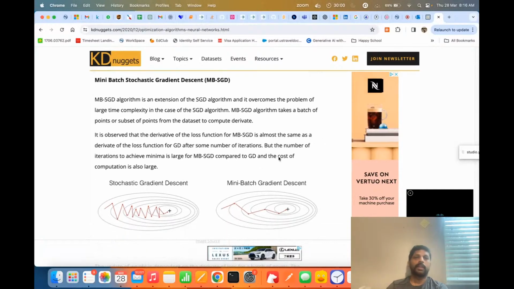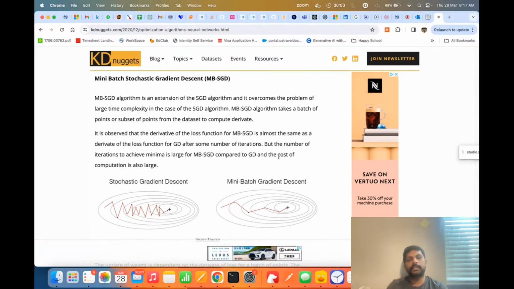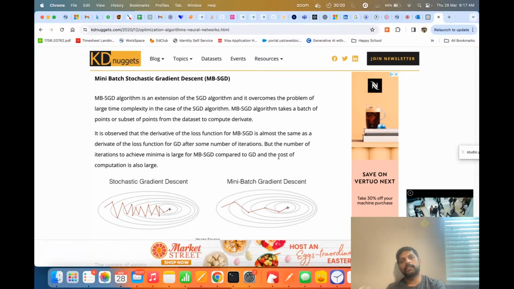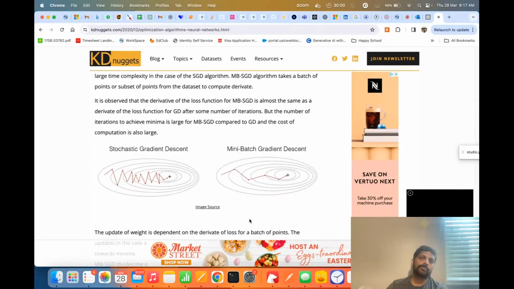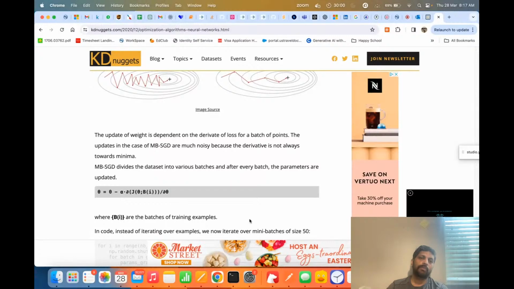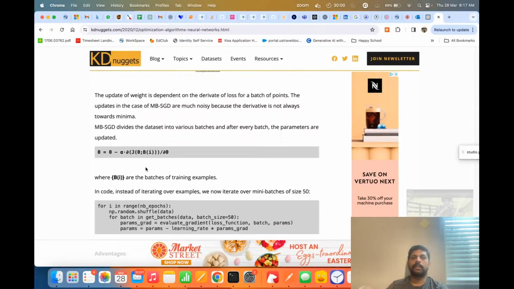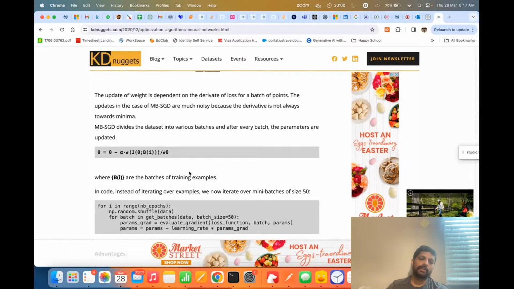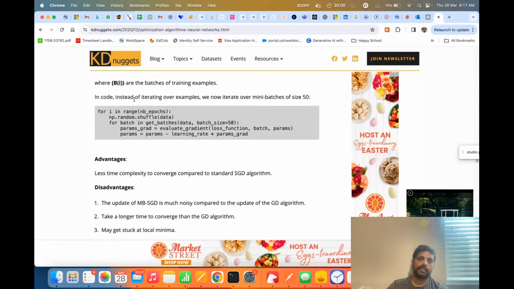So for that, they came up with MBSGD, that is mini-batch stochastic gradient descent. Instead of taking one example at a time, he takes mini batches, a group of values. He divides the whole data set into smaller pieces, and for each batch he takes the cost and does the derivative, and so on. It is a batch of training examples. So for each batch, he'll separately calculate everything.